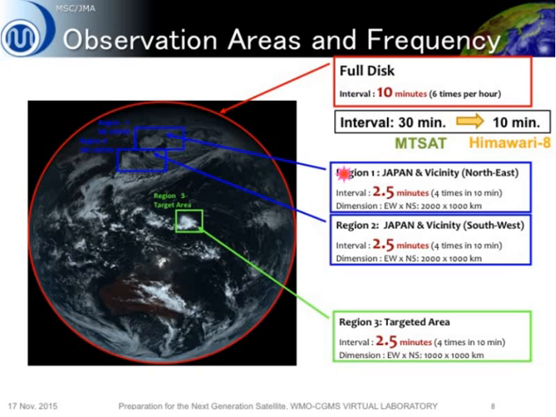Region 1 and Region 2 is Japan and its vicinity area, performed every 2.5 minutes. And Region 3 is target observation area. Observation area of Region 3 is variable by the commands from the ground system. JMA targets typhoons and volcanoes by this regional observation. The following 4 slides are all animations of those observations.